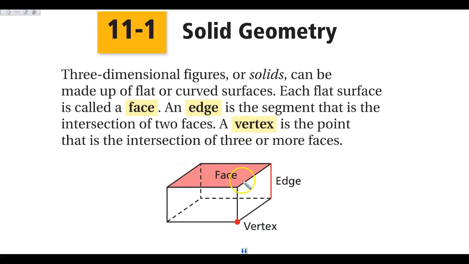Okay, so like if we look at this rectangular prism down here, it has 6 rectangular faces. Okay, an edge is where two faces meet, so this is where your sides are meeting, and your vertex is where multiple edges are meeting. So right here at this vertex, this edge, and this edge all meet at one point. So your vertex is a point, your edges are segments, and your faces are polygons.